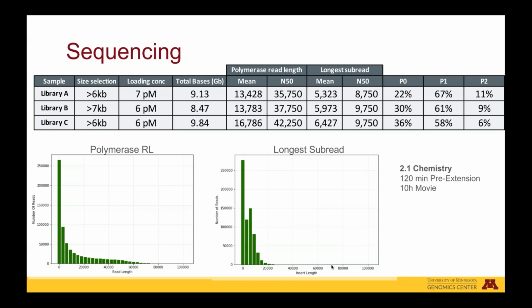And as you can see from the sequencing metrics we obtained on our Sequel, the metrics are pretty consistent between libraries, and we're seeing outputs of about 10 gigabases on the 2.1 chemistry.